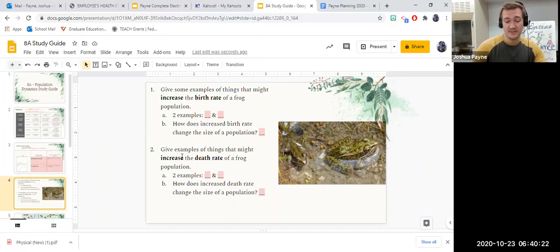Give examples of things that might increase the death rate. Well, a drought. Frogs need water to live. So a drought would actually decrease the population, increase that death rate. Introducing a new predator, right? That might decrease the population by increasing the death rate. And I've already hit on it for part B. Increasing the death rate, if deaths go up, that means population size goes down.